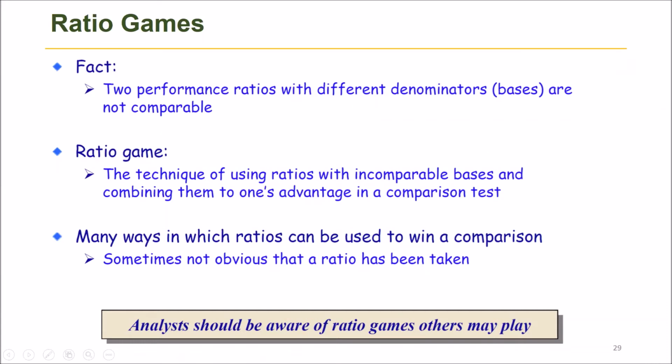The important thing in comparing two or more systems is that the performance metrics we use have the same definition and the same base. If we use ratios, then comparing two systems is not as easy as it seems, or even fair. If we use performance ratios with incomparable bases, then the result may be in favor of one system, and in this scenario, we call it ratio game. We talk about it in the next slide.